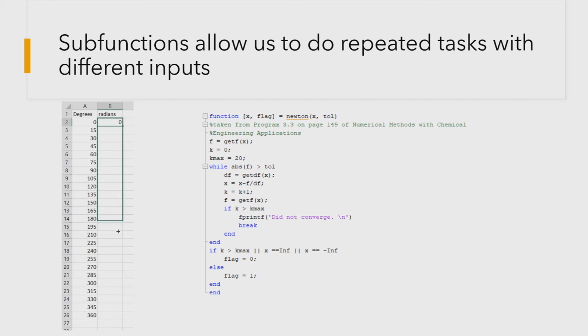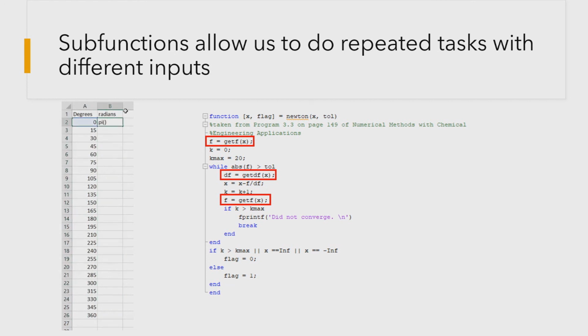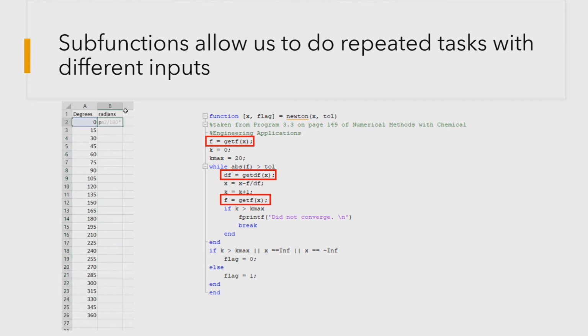Here on the right is Newton's method taken from page 149 of your textbook. In it, we call subfunctions 3 times. Each time our subfunction will do an equation given the x value we put into it. So here we're going to be changing x multiple times inside of our while loop, and each time we're going to be inputting an x and getting out a different df and a different f. If we did this by just writing the equation in here, it would get really messy. And if we start writing more complicated code that has more subfunctions built in, it's going to be really complicated to keep everything organized and make sure everything is properly bug fixed.